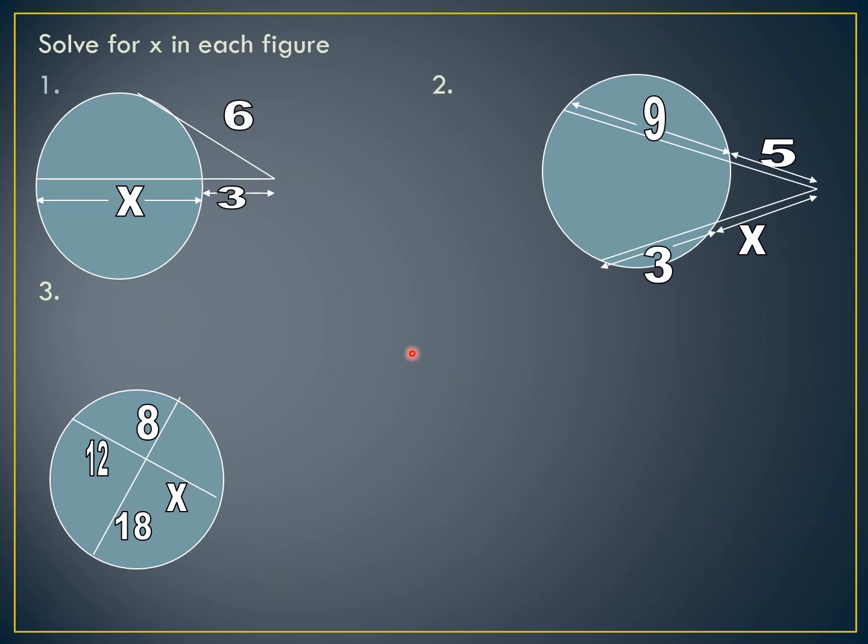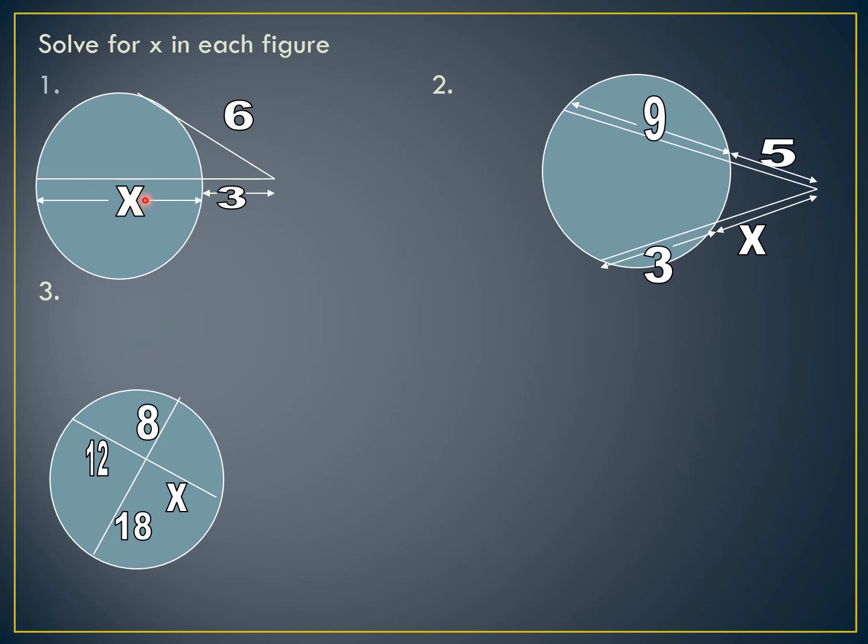Now, let's try to solve these three problems. So, sa number 1, we have a tangent and a secant na involved. Sa number 2 naman, we have 2 secants na involved dito sa figure na to. And then sa number 3, we have 2 intersecting chords. Now, since segment yung involved dito, we're going to use the power theorem. So, let's solve for x dun sa number 1.